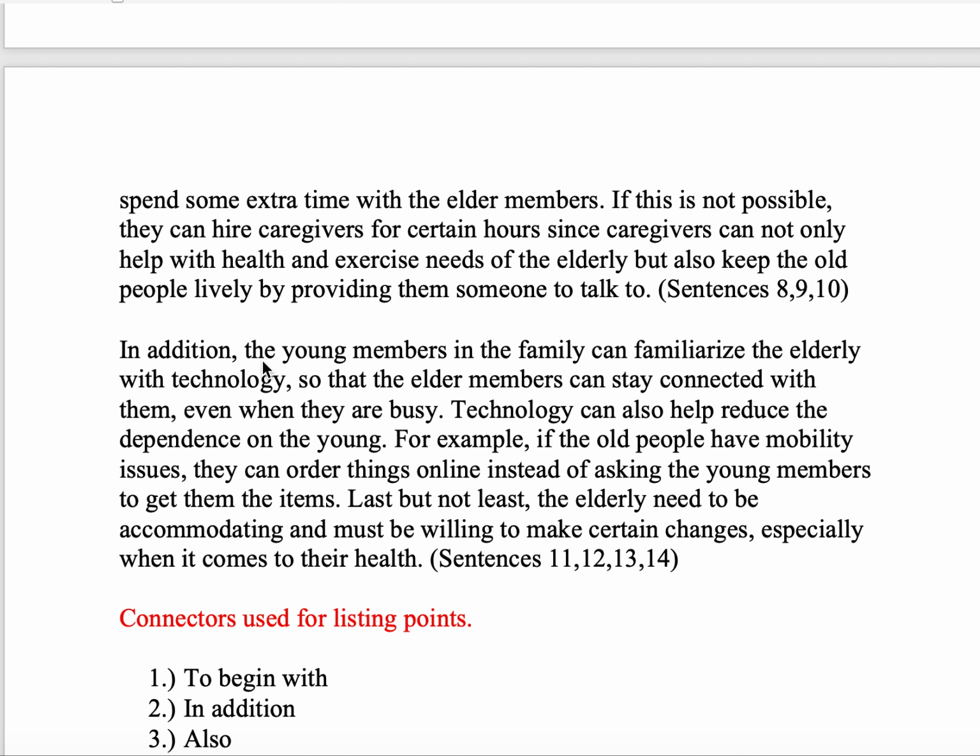Technology can also help reduce the dependence on the young. For example, if the old people have mobility issues, they can order things online instead of asking the younger members to get them the items.